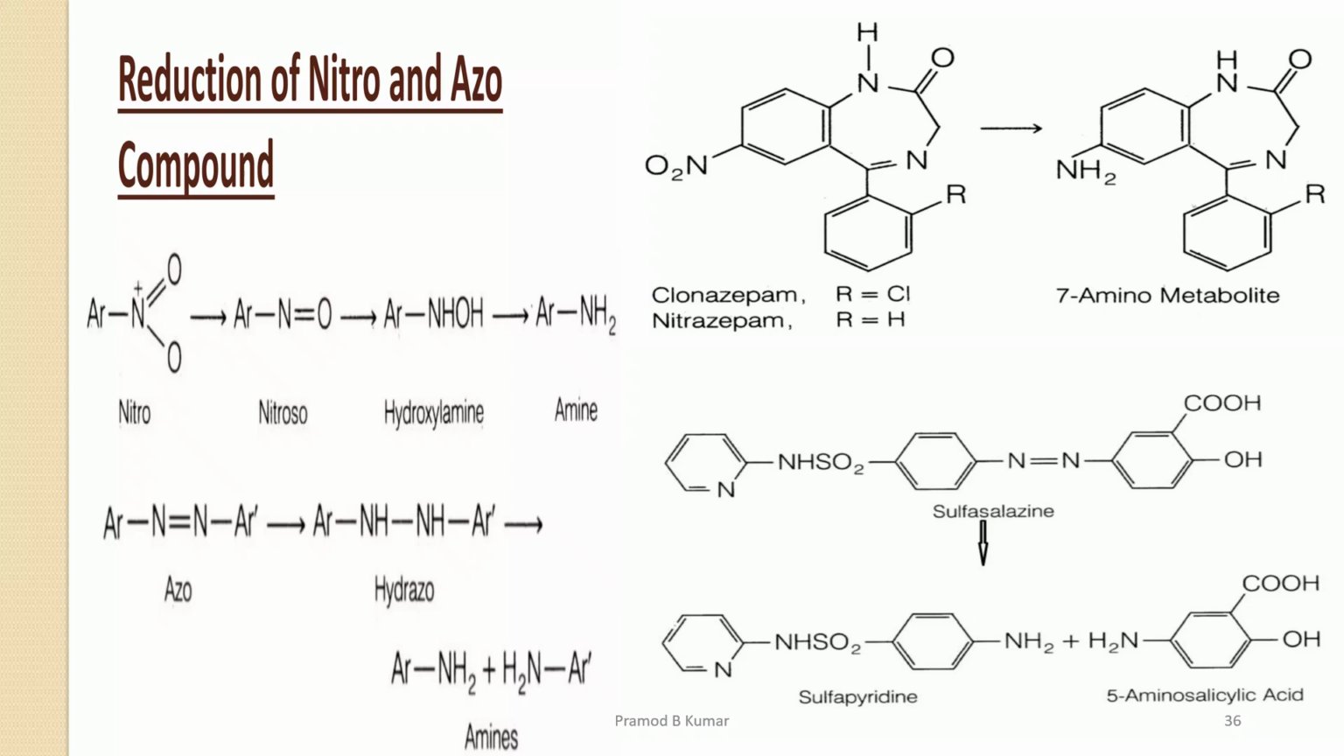In the case of clonazepam and nitrazepam, these get converted into the 7-amino metabolite derivative. Azo compounds get converted to a hydroxy derivative, which further gets converted into amine. So these are sulfapyridine. If you take sulfasalazine, it gets converted by azo reductase to its corresponding sulfapyridine and 5-aminosalicylic acid. So these are some of the reactions involving reduction.